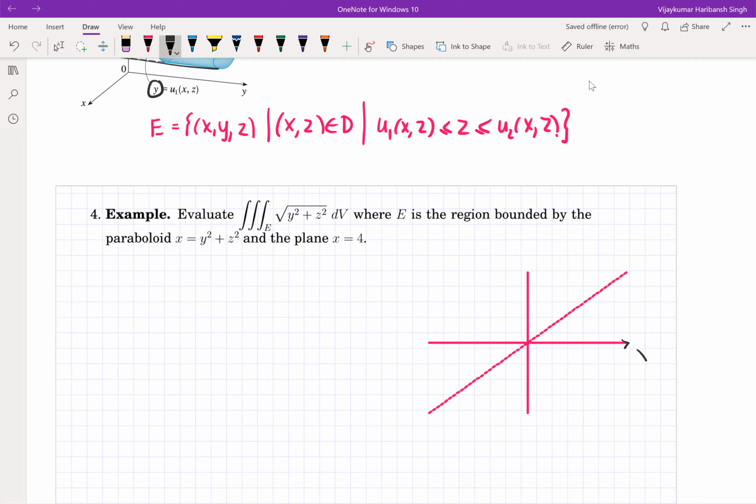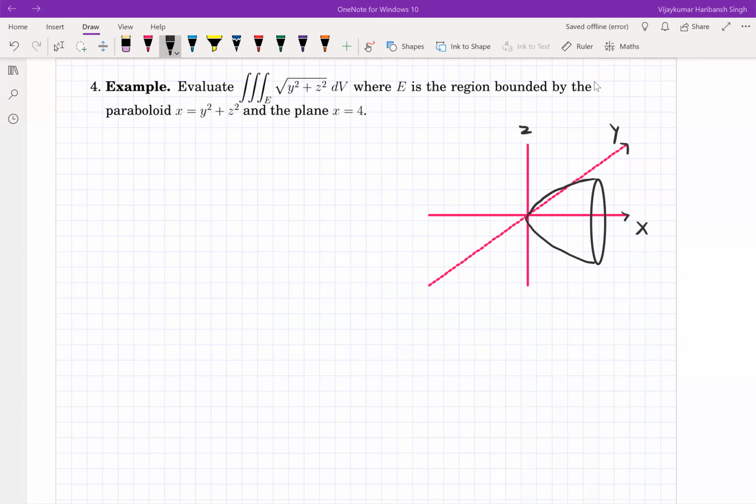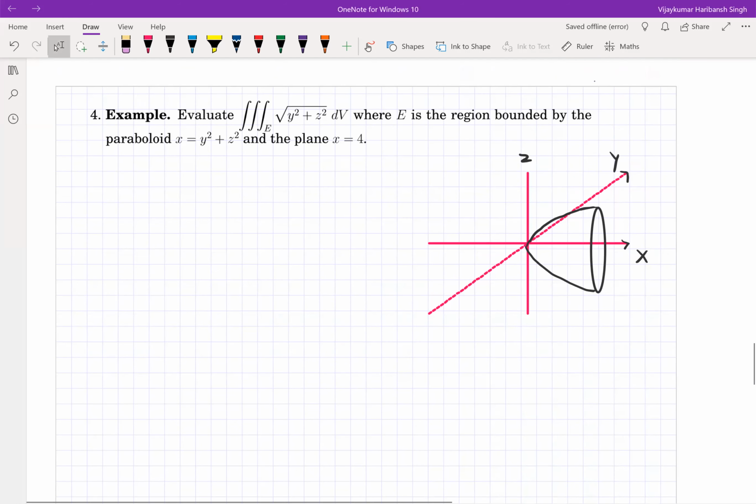So this is my x, this is y, and this is z. Trying to be consistent with the right hand rule, I've changed the orientation so that you can see the graph properly. So if you look at this guy here, this is how the shape looks like. So basically the top is x equals 4, and the bottom is given by x equals y squared plus z squared, right?